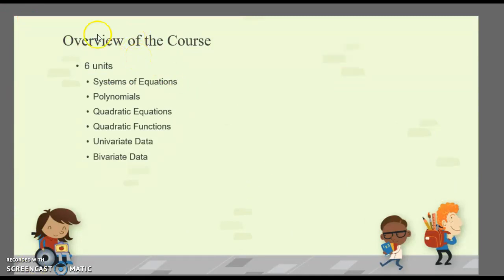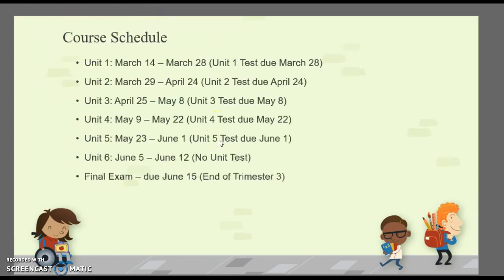All right, so overview of the course. This course has 6 units. There's the systems of equations, polynomials, quadratic equations, quadratic functions, univariate data, and bivariate data. So they're going to fit 6 units into about 3 months, and it's going to go by really fast.